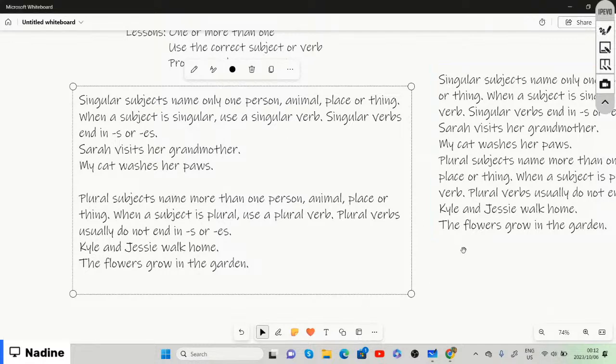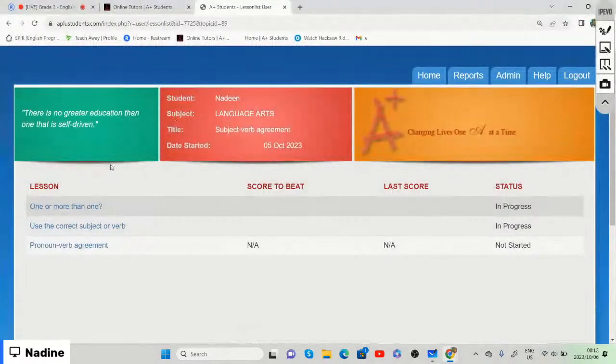So before we continue, we're going to go to aplusstudents.ca, and then we're going to do our tutorial lessons. We're going to start with the first one that says one or more than one.